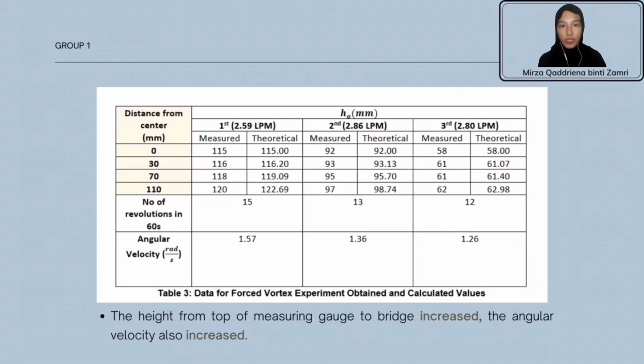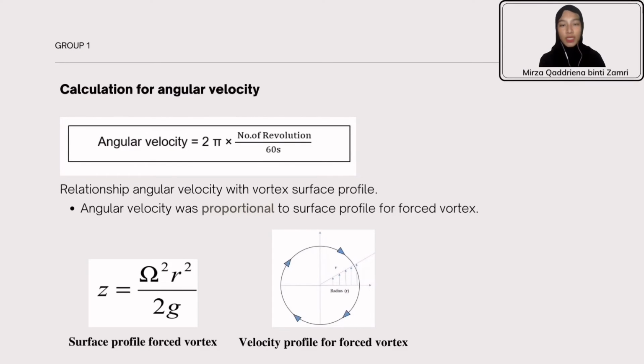As in table 3, as the height from top of measuring gauge to bridge increased, the angular velocity also increased. The angular velocity can be determined by using the formula below: angular velocity equals 2 pi multiplied by the number of revolutions over 60 seconds. The data of angular velocity for the first, second, and third trial were 1.57, 1.36, and 1.26 rad per second.